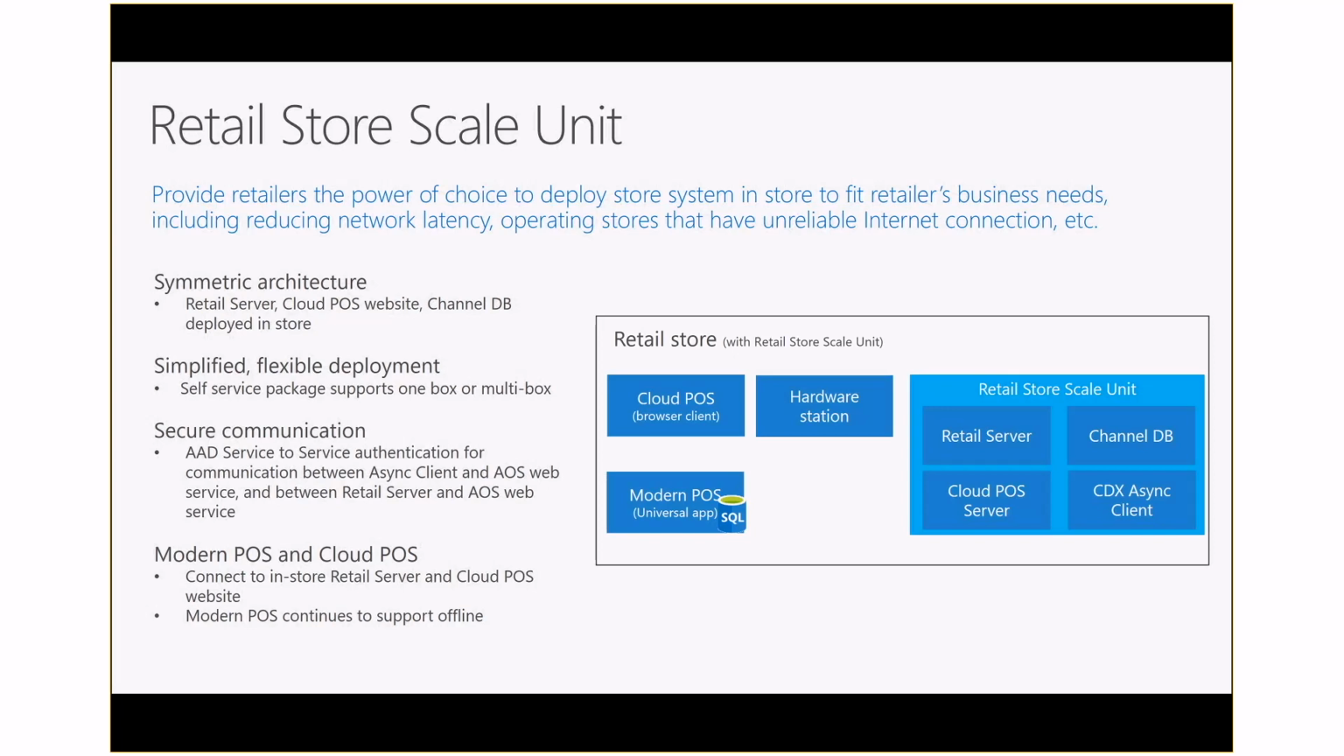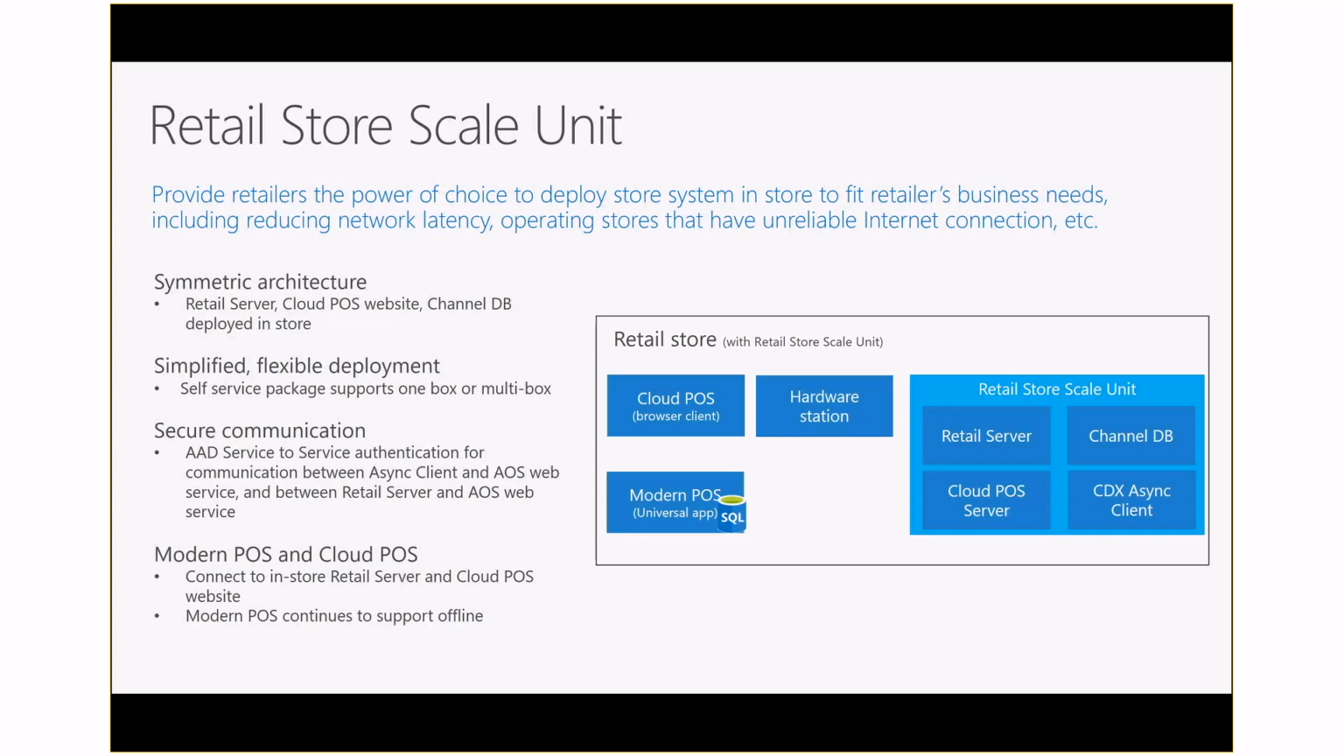Some of you may remember in 2012 R3 version of Dynamics, we also supported a channel database in the store. This is basically the equivalent feature to bring this same scenario and the same advantages into the store. So you can see we have a symmetric architecture where we have now the retail server, the Cloud POS IIS website, and the channel database all close or in the store, close to our store, which of course helps us with some of the advantages we'll talk about later.